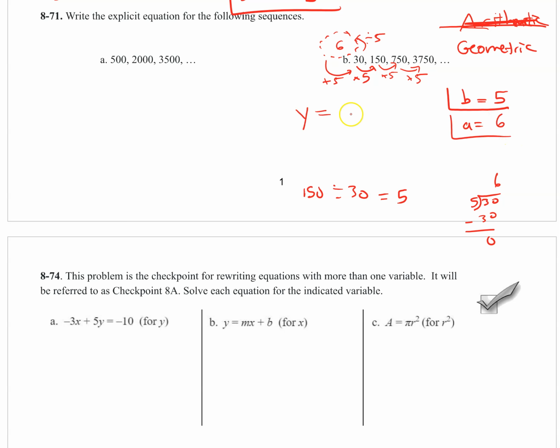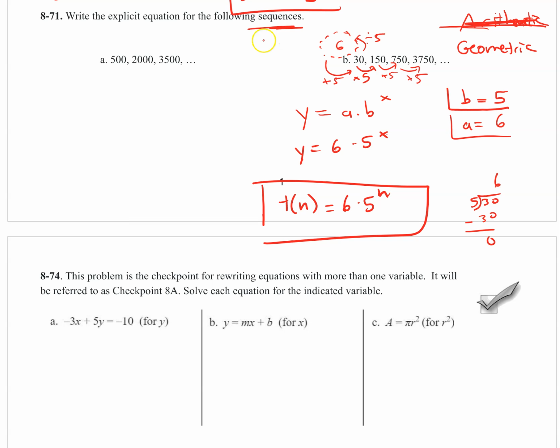So we write y equals a times b raised to the power x. That's going to be y equals 6 times 5 raised to the power x. Now it says sequence, so instead of y, I should be writing t of n, f of n, something like that. And instead of writing x, I'm writing the letter n. So sequence means use n instead of x. But it's basically the same equation, just that x is replaced by n, and then you write y as t of n. This is called function notation.